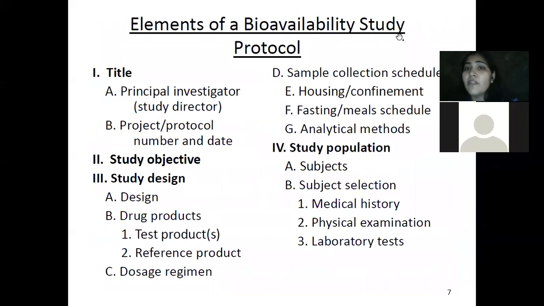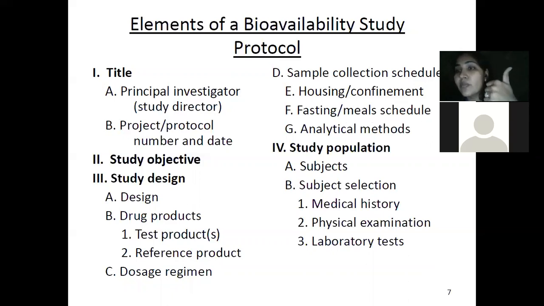Then elements of a bioavailability study protocol, bioavailability or bioequivalence protocol. So generally we call it as BABE study protocol. Okay. So it is same as that of the clinical protocol that we have seen so far. So it has title, then you have principal investigator who is the study director, then you have project or protocol number and date. Then you have study objective, then you have study design. In design, what kind of design you have, then you have drug product test and reference, their information will be there. Then you have dosage regime, then you have sample collection schedule. Sample collection in the sense we are talking about your blood collection time points. Then housing and confinement, how are you housing the people, how many people, fasting and meal schedule, very important.